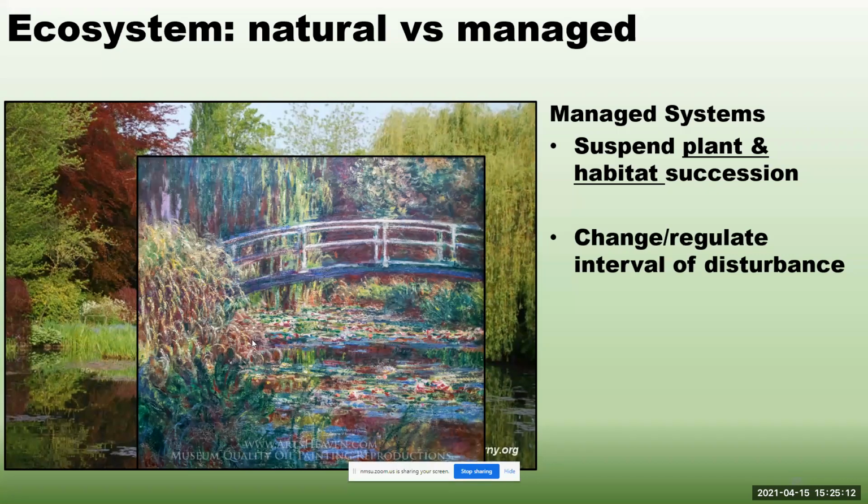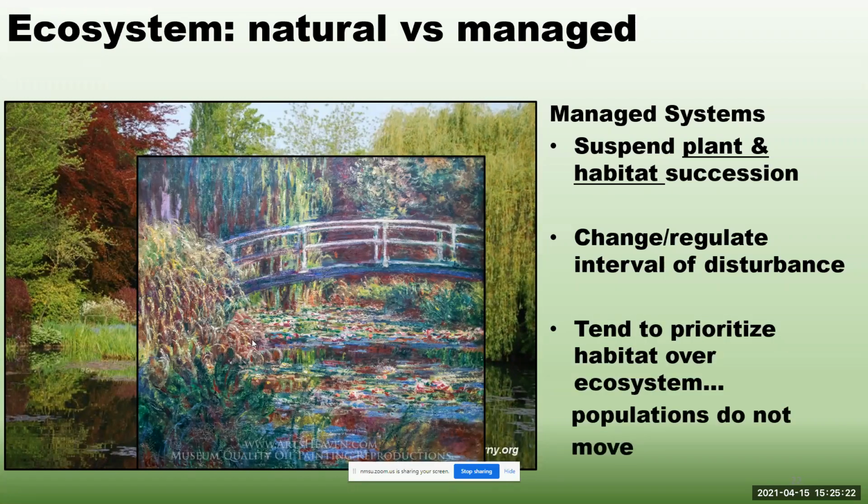Furthermore, we are also changing and regulating the interval of disturbance. So areas that are being constantly disturbed via mowing or fire or however we want to manage it is going to offset some of those resources and natural processes as well. Overall, we're trying to prioritize the habitat over the ecosystem, and we're not really considering how the populations would have naturally been moving and dealing with the buildup of predators and parasitoids and things that would cause illnesses.